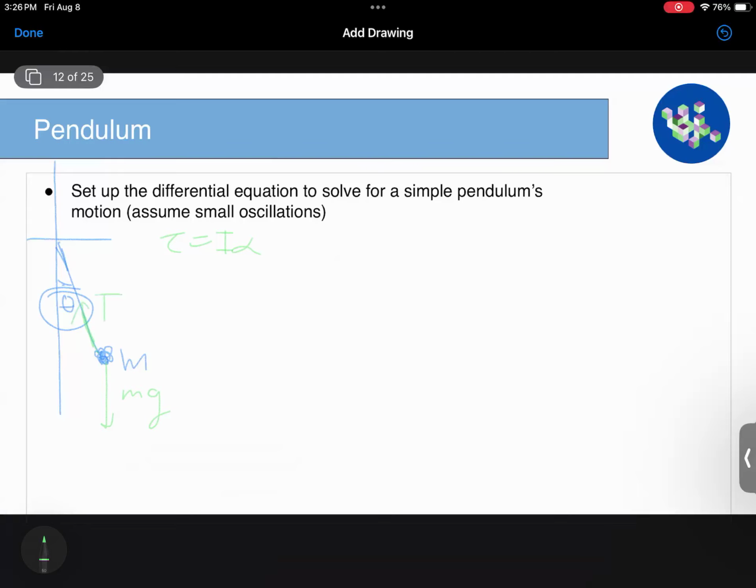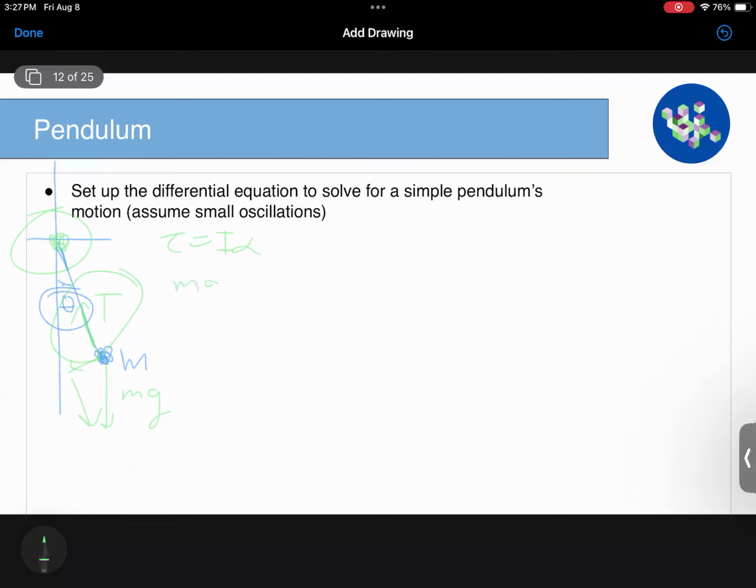Now, if we take the torque about this point over here, it's a stationary pivot point, and we don't need to worry about this tension force, because the tension force does not produce a torque. The force is parallel to the radius. The only torque is due to a component of this gravity force, right? It's pointing tangentially.